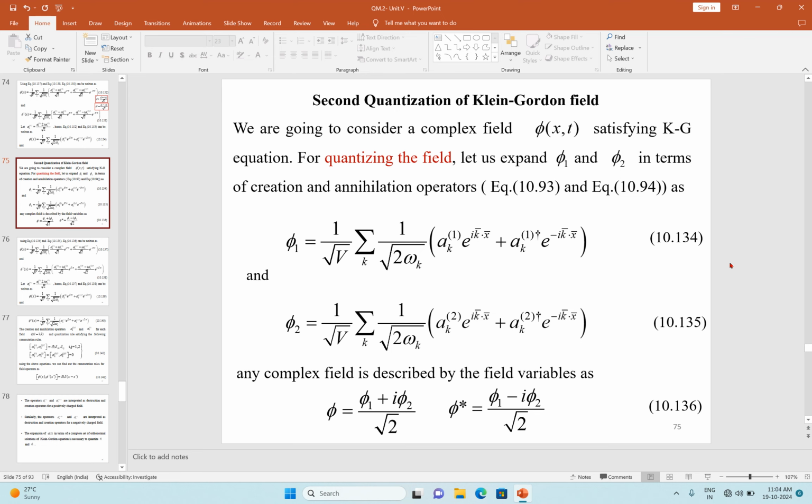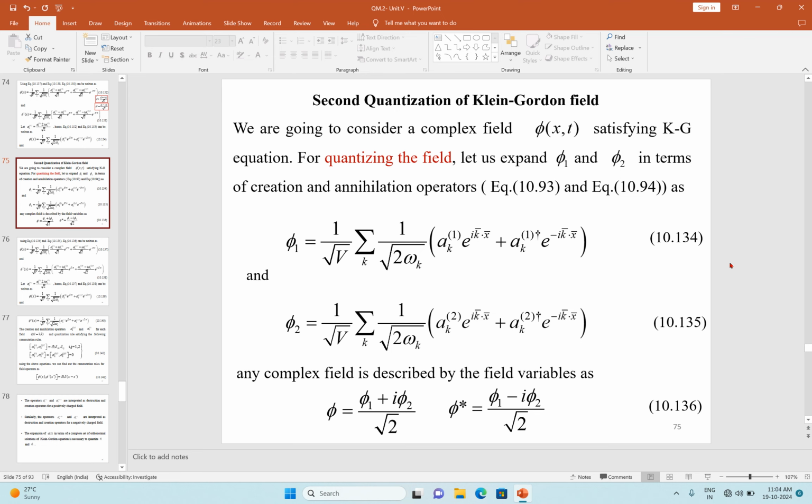And we are going to take only the complex field. The complex field describes the charged system. Therefore, it will describe the charged particles in the quantized theory. And that's why it is necessary to quantize the Klein-Gordon field.